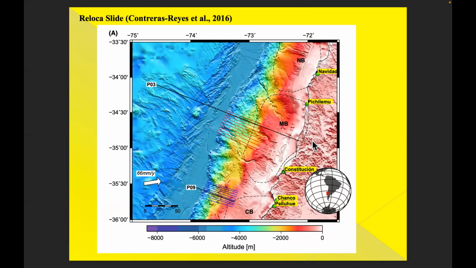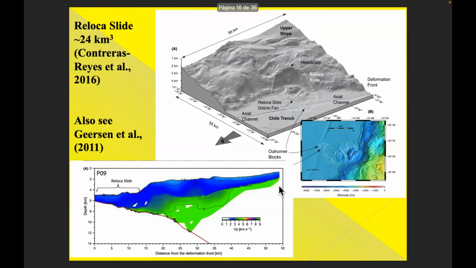A little bit south of the Maule rupture area, there is a single, very short line, profile night, acquired by Geomar in 2008. In that area, we have a very massive mass wasting event with a volume of 24 cubic kilometers. We call it the Riloca slide, just offshore the town of Riloca. We have observed this very spectacular mass wasting event.